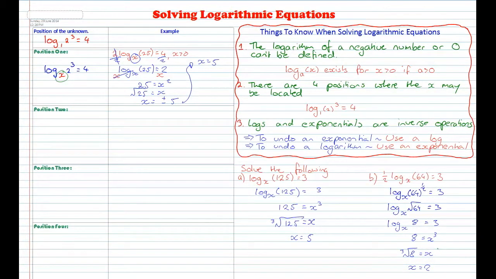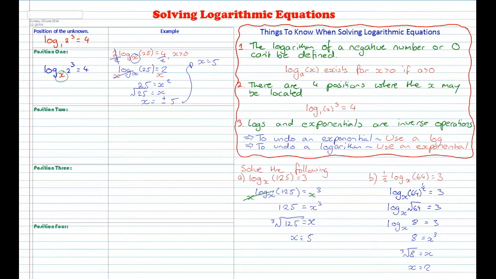Alright, so welcome back. As you can see, for the first one we've got log base x of 125 is equal to 3. What I've done here is just rewritten the question. I've got to get rid of this log base x, because to undo a log I need to use an exponential. So I write the base of x on both sides. Now x to the log base x cancels out, leaving us with 125 is equal to x cubed. To undo x cubed, we need the cube root. So the cube root of 125 is equal to x, therefore x is equal to 5.